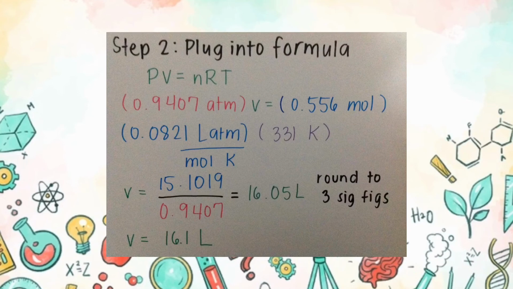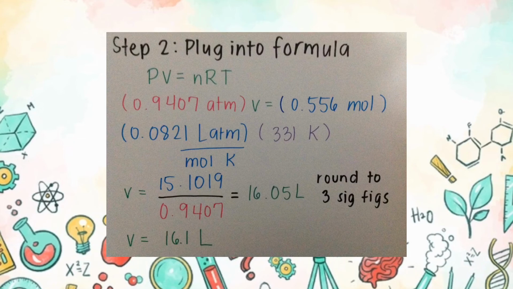Step 2. Plug it into your formula of PV equals nRT. We'll plug in our pressure in the proper units of atmospheres. Then, we'll multiply that pressure by our V, or our volume. Set this equal to our n, or our moles. Then, multiply our gas constant. And lastly, we'll plug in our temperature, which is in Kelvin. Multiply each one of these values.